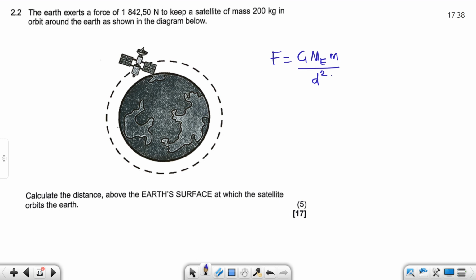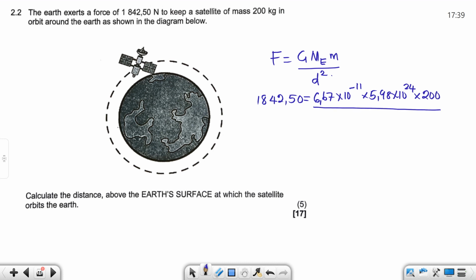Do we know F? We do, 1842. I'll tell you where the examiner wants to catch you here. Do we know G? You check G from your page, please don't write it from your head. 6,67 times 10 to the power negative 11. Now, do we know the mass of the Earth? Again, it's a constant there. 5,98 times 10 to the power 24. Do we know the mass of the satellite? 200, over d squared.